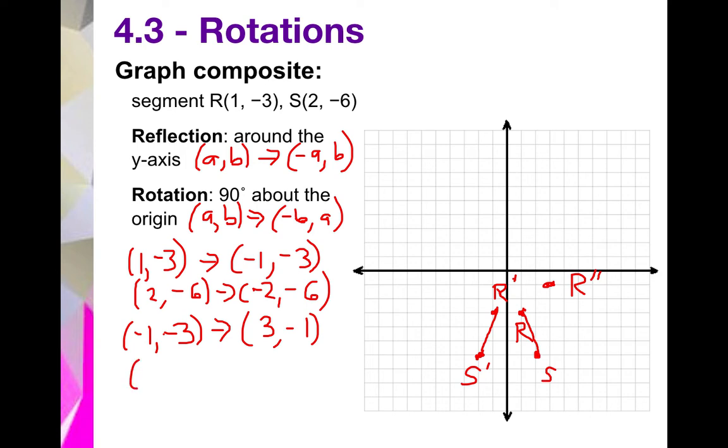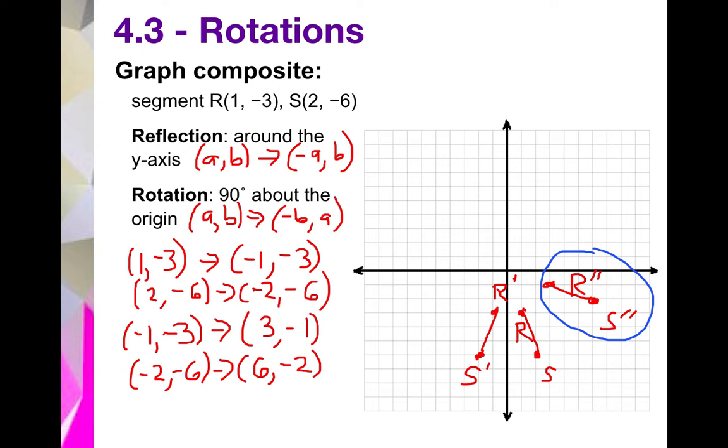And then we do the same thing with -2, -6. We flip those around and negate the B term, the y term, so it becomes 6, -2. So 1, 2, 3, 4, 5, 6, -2, and that becomes the S double prime. And that's 90 degrees. Then this becomes our final figure, the image that we create after doing the reflection and rotation.